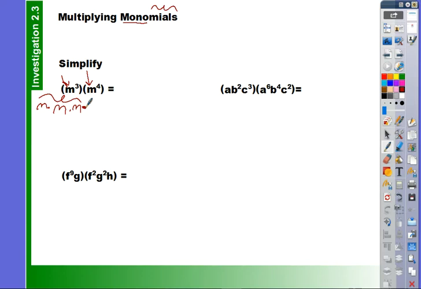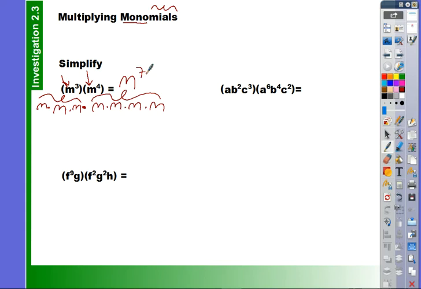What's another way of writing m to the fourth? Karis? M times m times m times m. Yeah, after 3 it's hard to remember how many times you said it. But you did it perfectly. So that is m to the fourth. How many m's am I multiplying together? 7. So really, m to the third times m to the fourth is going to be equal to m to the seventh.